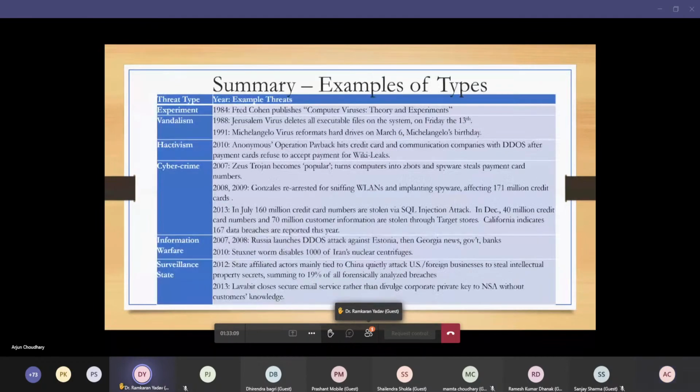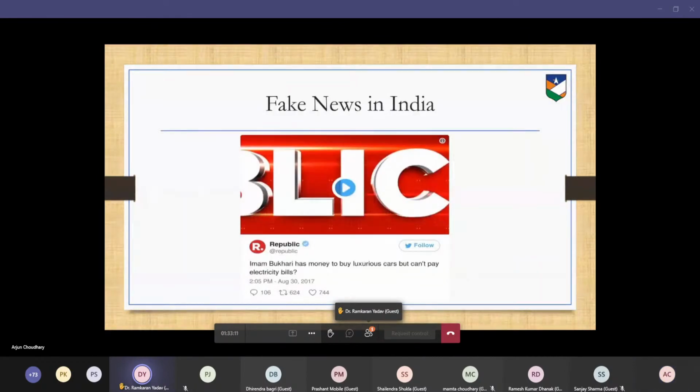So that is there. Moving on further, let me discuss a bit about fake news. This is a screenshot, basically a tweet. This tweet claimed that the Jama Masjid in Delhi has not paid an amount of around 4 crore rupees. There was a particular fake website which floated this news, and eventually Republic, a TV news channel, sent their team at night to verify, asking why there is no light here, but they couldn't verify it.